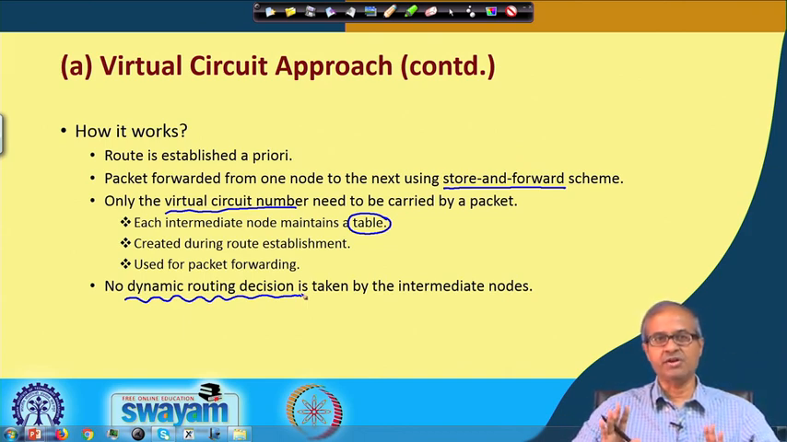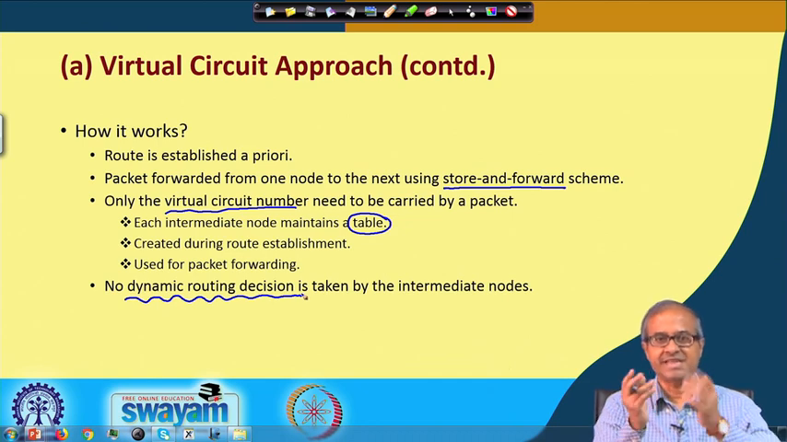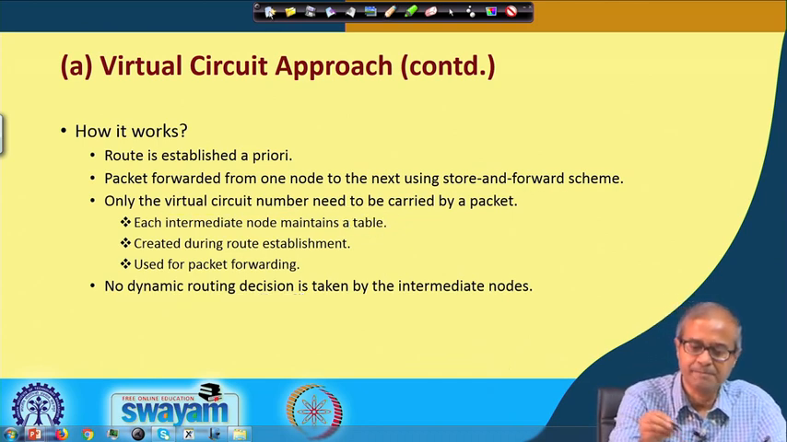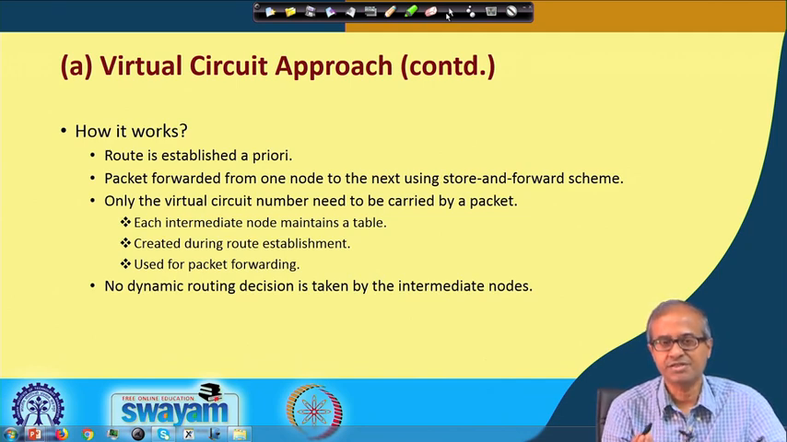This is one drawback of virtual circuit, because it is not dynamic or adaptive. It cannot adapt itself automatically in light of changing network conditions. It is static in some sense. Okay. And so, we shall be looking at the datagram approach where some of these drawbacks are not present.